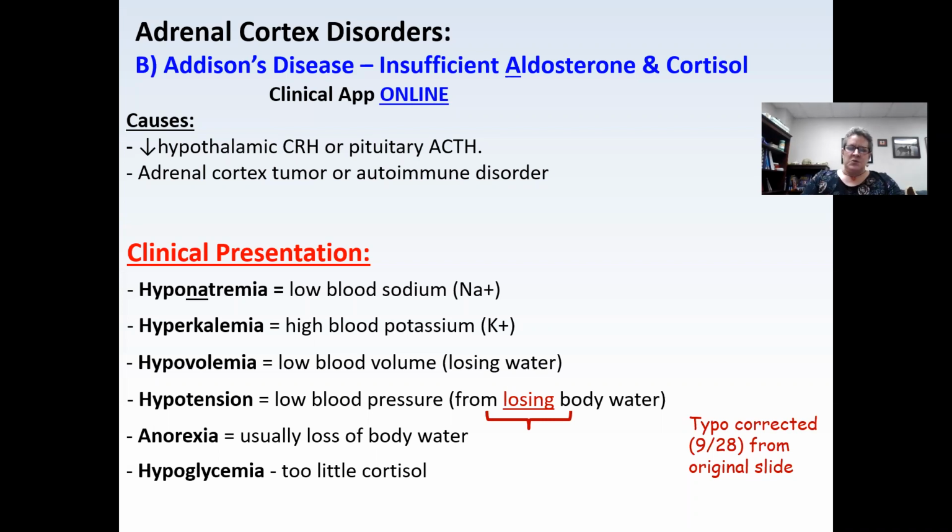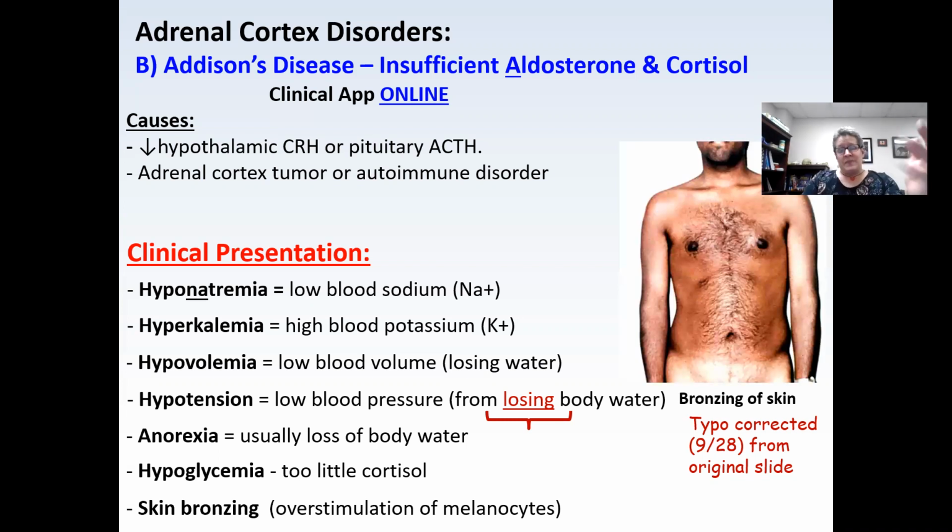And you'll also have too little cortisol, okay? So it's low aldosterone and some low cortisol. So without that cortisol, your blood glucose can drop. Okay, so let's move on to the next slide. Oh, I forgot skin bronzing as well. So, something about insufficient aldosterone overstimulates your skin's melanocytes and they put down a lot of pigment. And so you get skin bronzing.